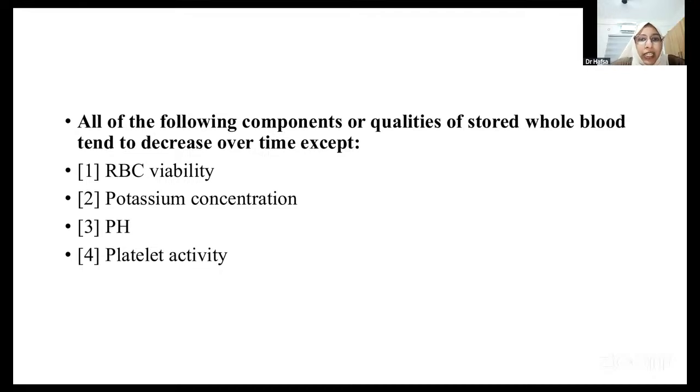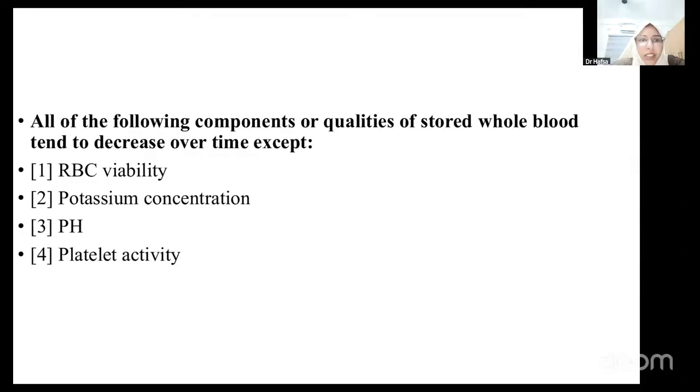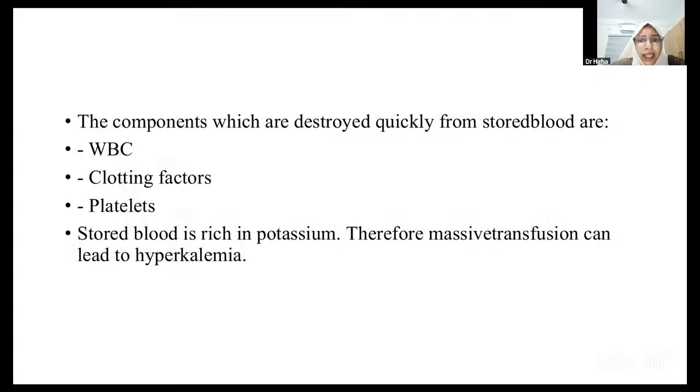So here the potassium concentration is the answer. Going into the explanation, the components which are destroyed quickly from stored blood are WBC, clotting factors and platelets. Stored blood is rich in potassium, therefore massive transfusion can lead to hyperkalemia.